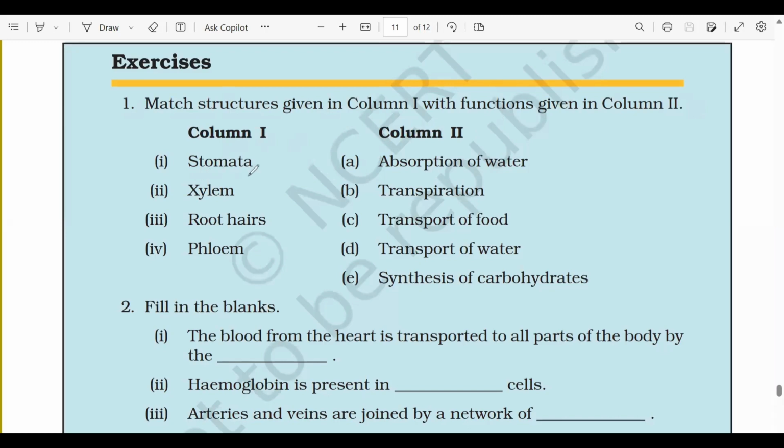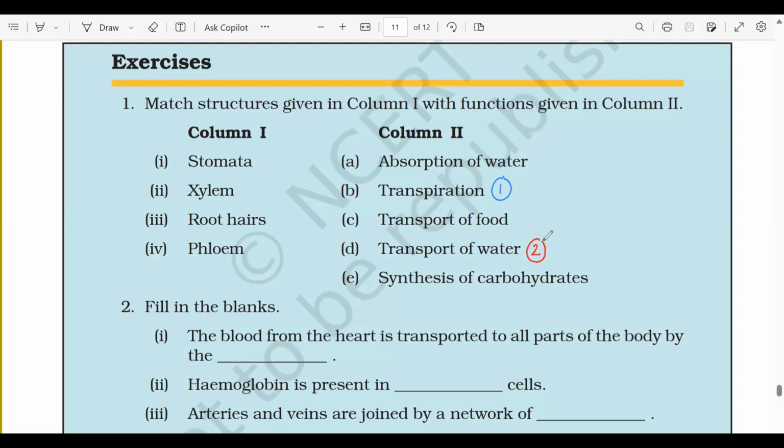So the first one is stomata. If you all remember, stomata are the openings in the lower surfaces of the leaf. Stomata's function is to help the plant in transpiration, that is, in the loss of water. Remember, transpiration is a useful process for the plant. Next, let's proceed. Xylem. Xylem helps in the transportation of water.